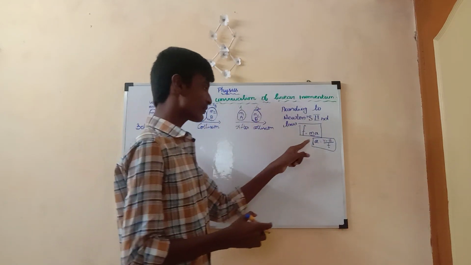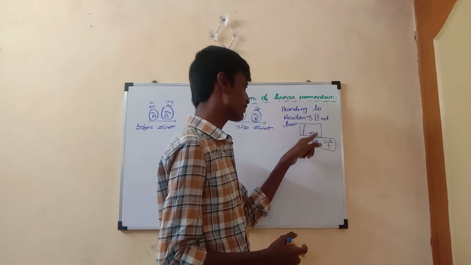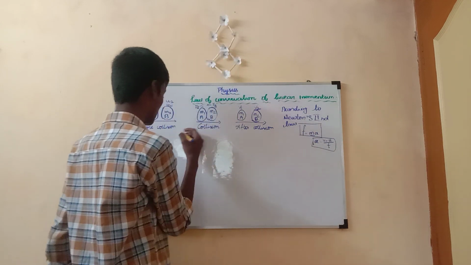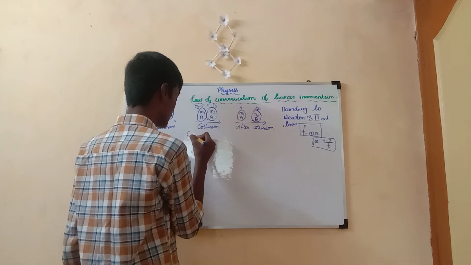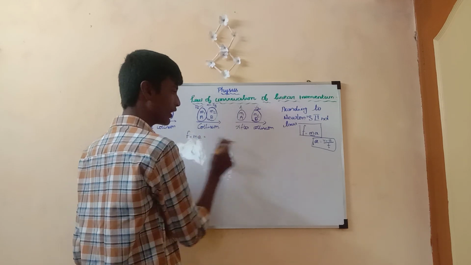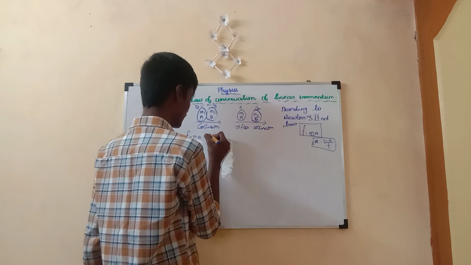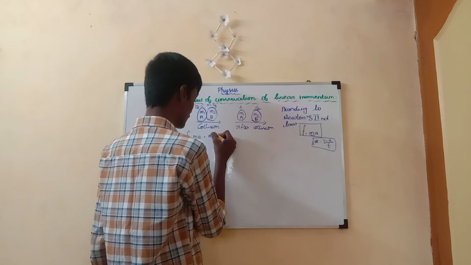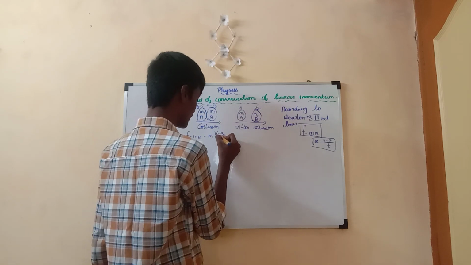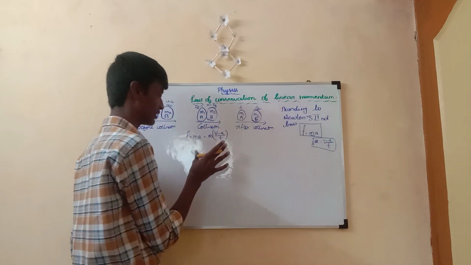Now, instead of a, we have to substitute this in the formula. F is equal to ma, we know well. Instead of a, we substitute (v minus u) by t. Then F is equal to m into (v minus u) by t.